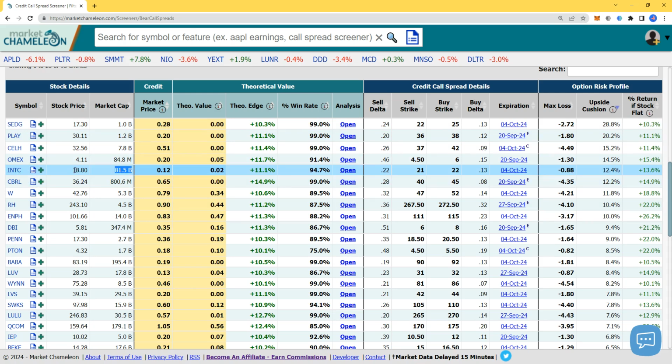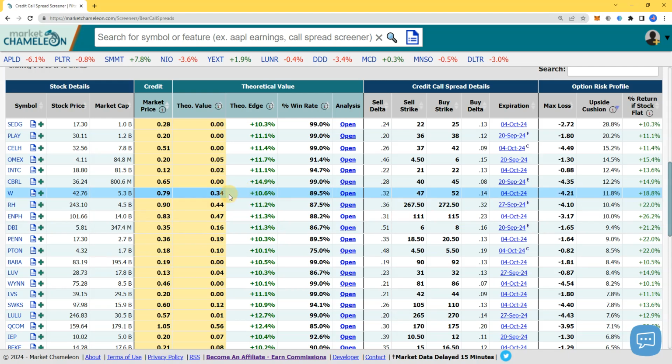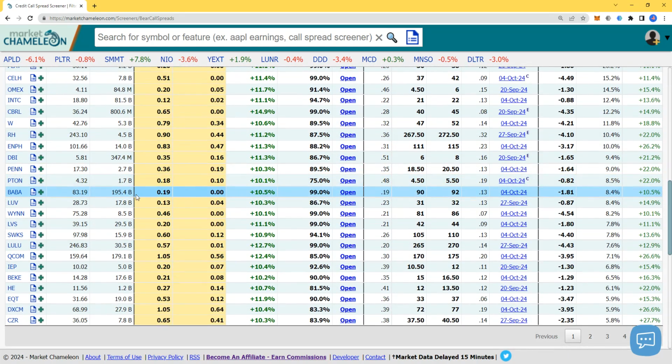We got Intel 18.80 right here. Okay. And it tells you for October 4th, which is I don't know, 3 weeks from now, something like that. You sell the 21 and you buy the 22. Now we are at below 19. You sell the 21, you buy the 22. Now Intel went down a lot, so they could bounce. I don't know. I want to find something. It's up to you. Let's see Alibaba.